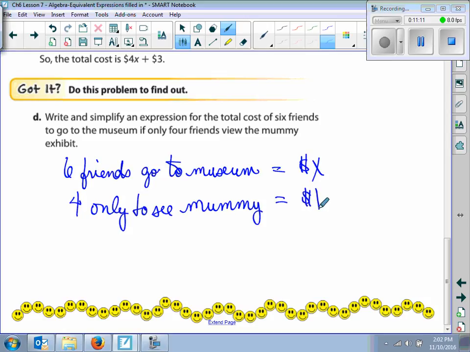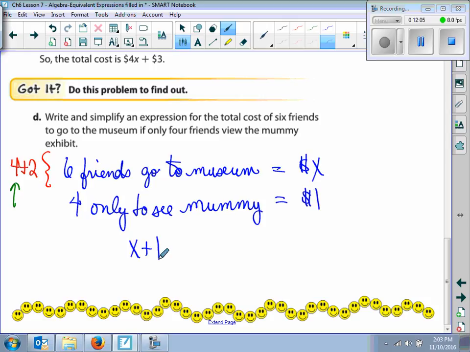Now, how can I separate this 6 into who's going and who's not going to see the mummy? What plus what? How many are going to see the mummy? 4. And the other 2 are going to wait outside, right? So this is going to be 4 plus 2. That's just going to help us figure out what our expression is. So, how much is it going to cost for those 4 people to go to the museum and see the mummy? X dollars plus 1, right? So, there's our expression: X plus 1.